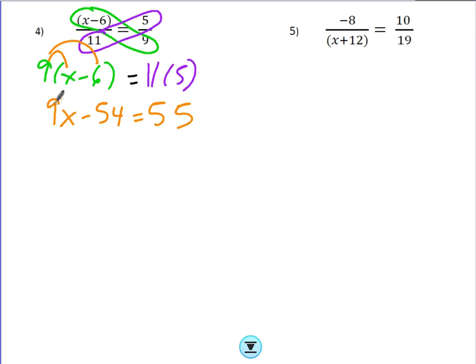Now we need to get 9x by itself and ultimately x by itself. So I'm going to add 54 to each side here.